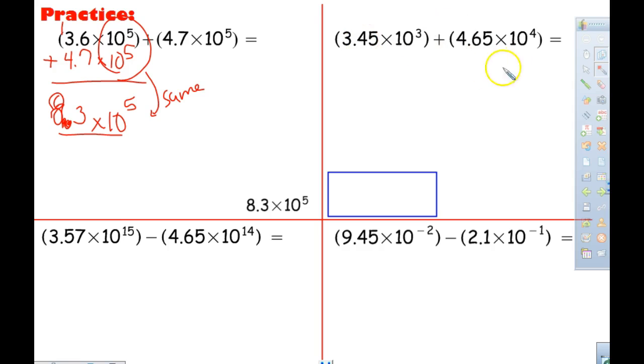So let's go to the next one over here. We take a look at 3.45 times 10 to the third. We have another addition problem. So making sure you identify if you are doing addition or subtraction. These first two were addition, right? The second two are subtraction.